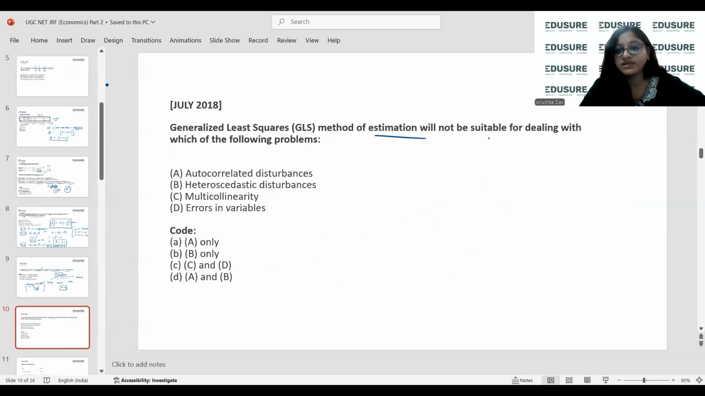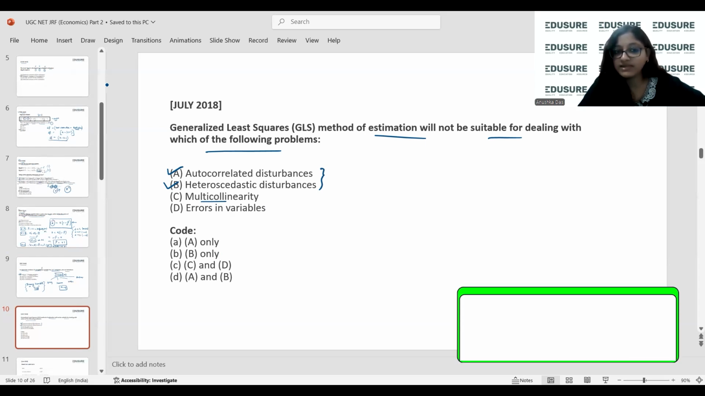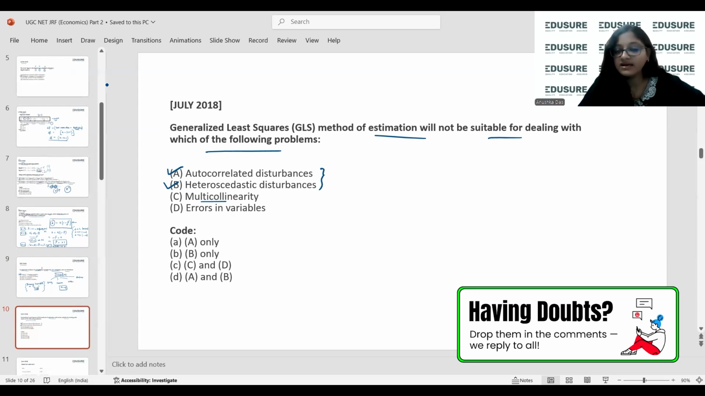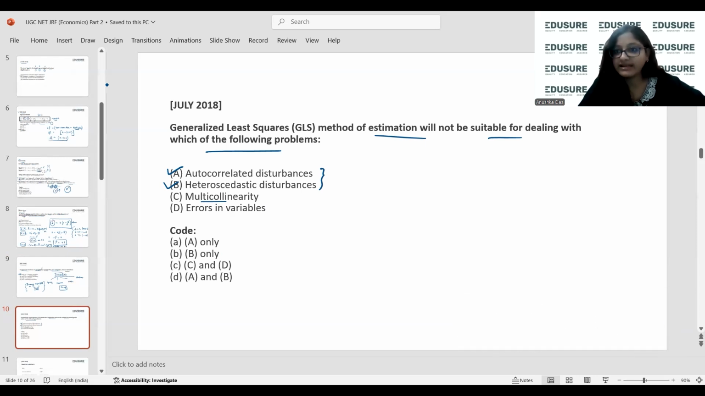July 2018. Generalized least square method of estimation will be suitable for which of the following problems? Remember that GLS and weighted least square, these two methods are suitable only for autocorrelation and heteroscedasticity. For multicollinearity, we need other measures like ridge regression and principal component analysis, PCA in short. These are the two basic methods that we use to handle multicollinearity.